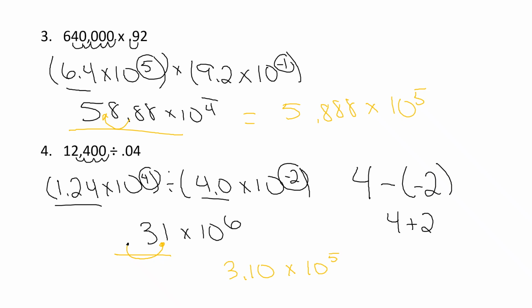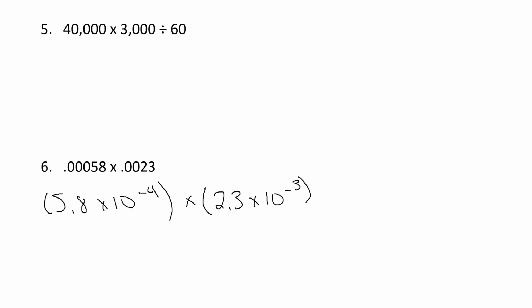Let's look at the next two. Let's work number 6 first and then come back and do number 5 because it's multiple steps. It's a little bit different. So the first thing I'm going to do is convert this to scientific notation, and I end up with 5.8 times 10 to the negative 4. And then I have 2.3 times 10 to the negative 3. Oh, that's a weird parenthesis.